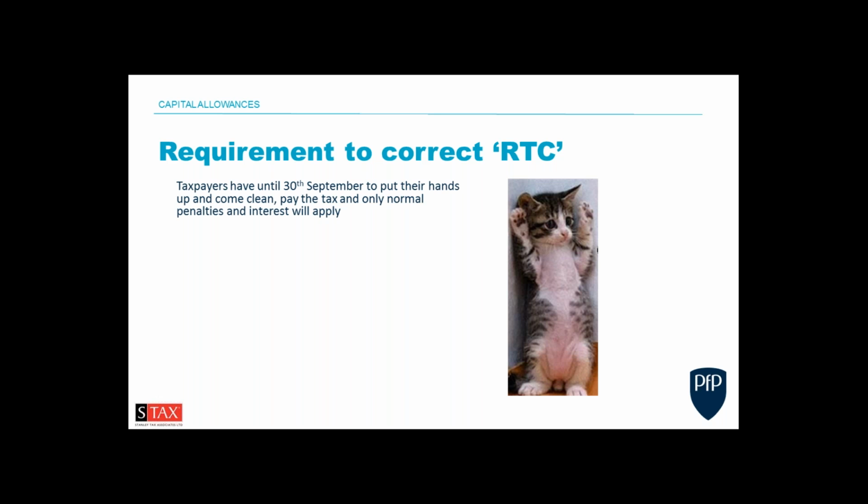Well, the requirement to correct effectively is a window of time in which you can put your hands up and say, "I'm really sorry, HMRC, I should have told you about this, and now I am." And up until the 30th of September, if you do that, you will only be hit with normal penalties and normal interest. Okay, so the penalty regime we all know now and love. Disclosed, prompted, unprompted, hidden, and so forth. So 0 to 30, 30 to 70, and so on.